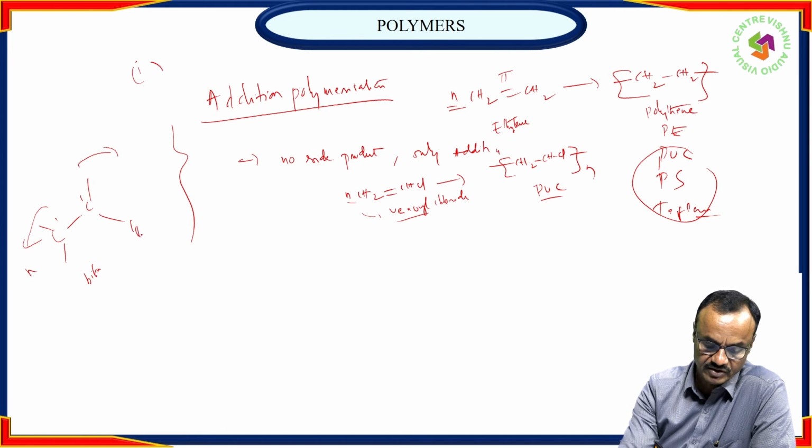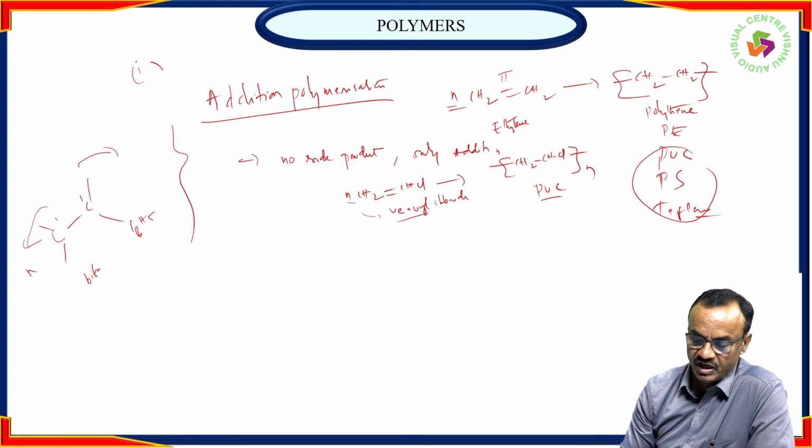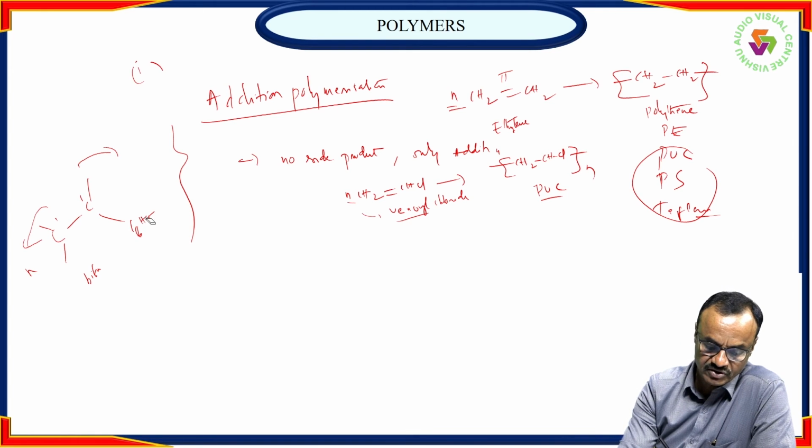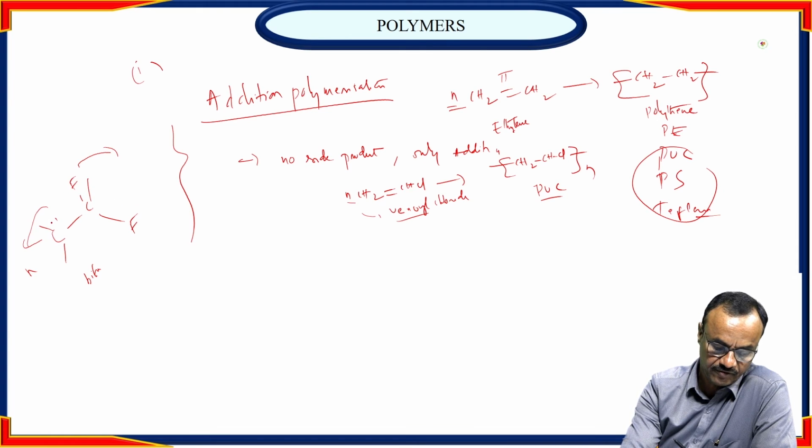C6H5. If it is Teflon, all hydrogens are replaced by what? F. No change in the double bond.